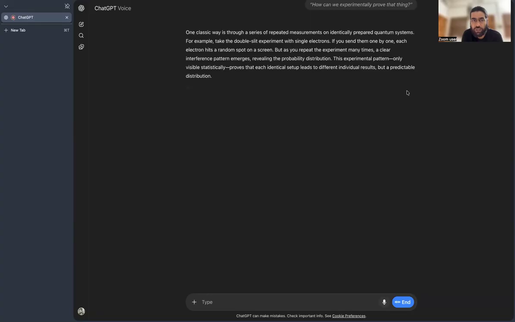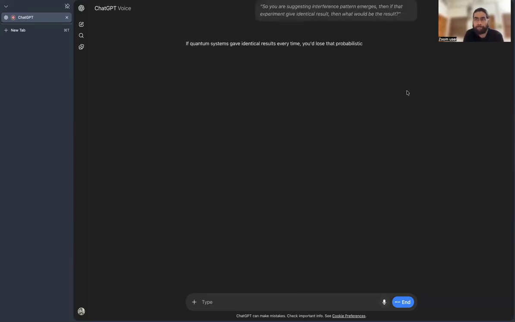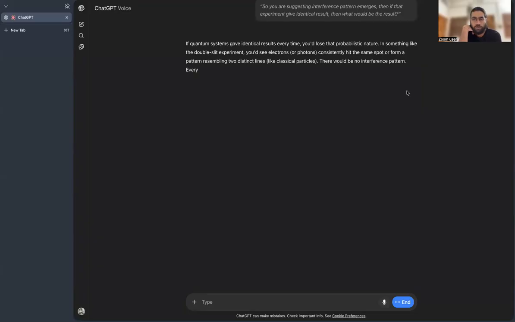So you are suggesting the interference pattern emerges. Then if that experiment gave identical results, what would the result be? If quantum systems gave identical results every time, you'd lose that probabilistic nature. In something like the double slit experiment, you'd see electrons or photons consistently hit the same spot, or form a pattern resembling two distinct lines, like classical particles. There would be no interference pattern. Every shot would go to a predetermined location based on the initial conditions, just like in classical mechanics.